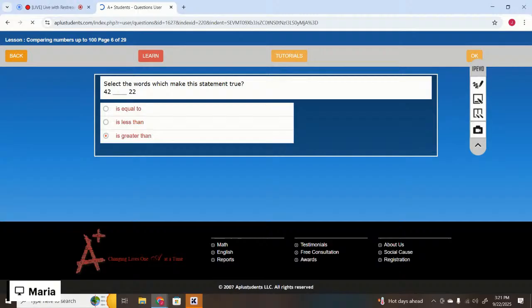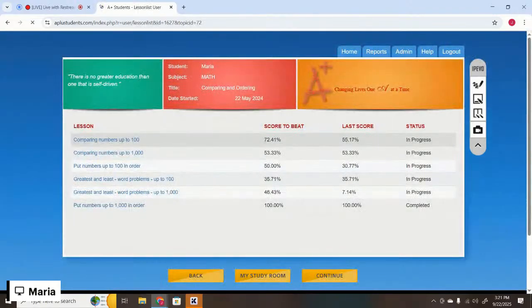Okay, you can complete the lesson by yourself later today. Let me move on to the next lesson: comparing numbers up to 1000.